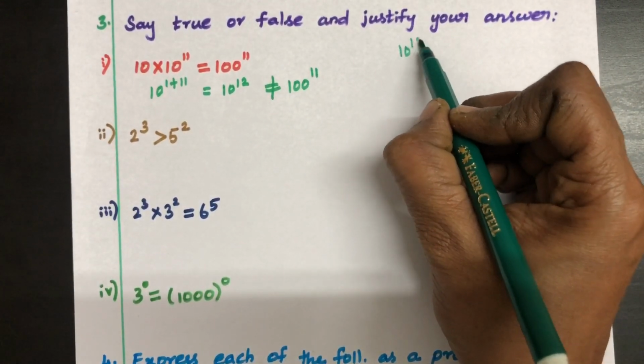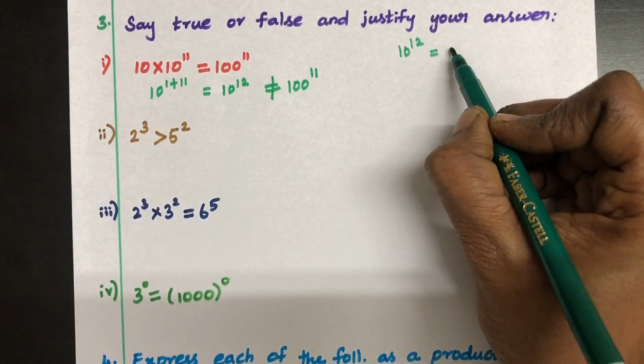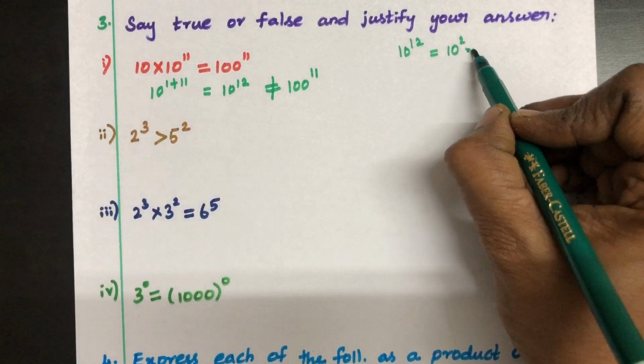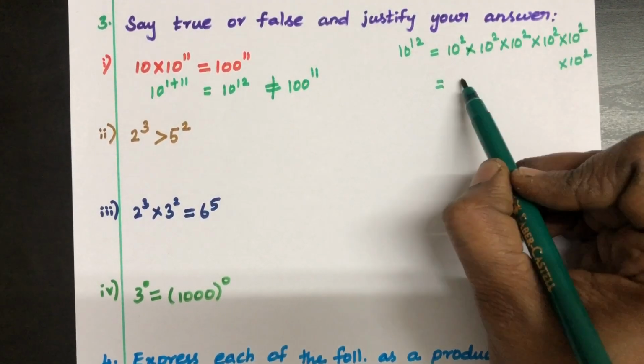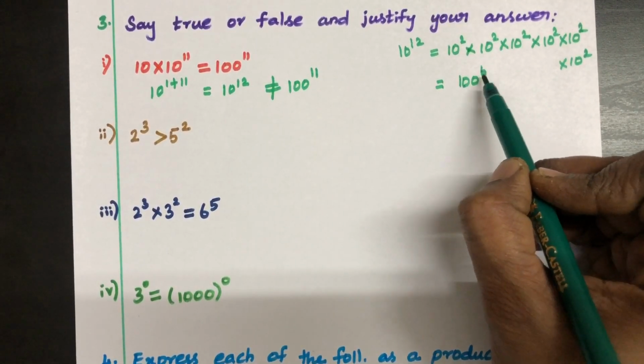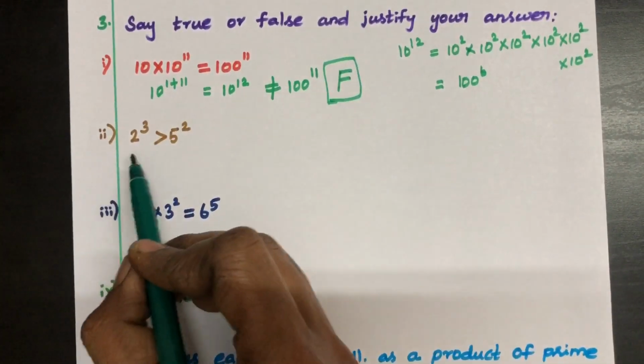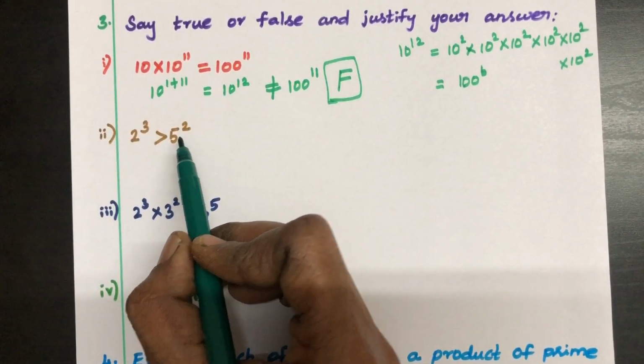10 power 12 means how many hundreds will we have? For each 2 we are getting 100, right? See, 10 power 2, 100 power 6. Again it is not equal to power 11. So this is false.